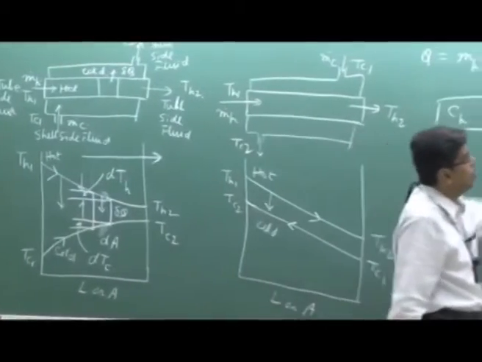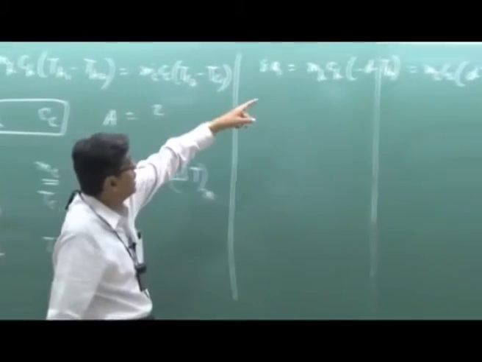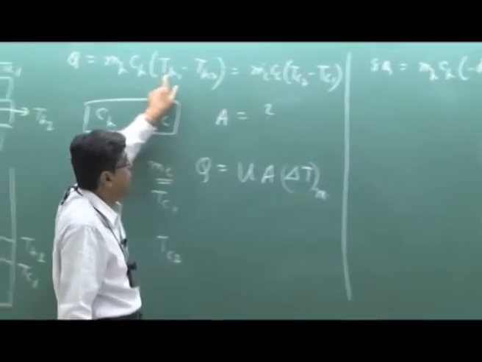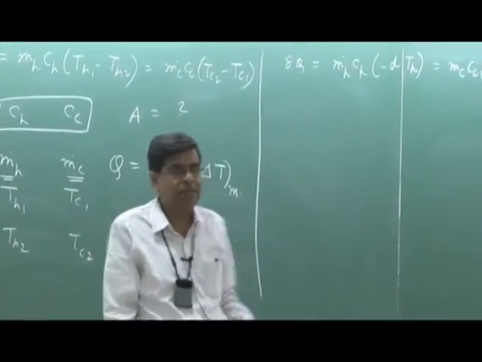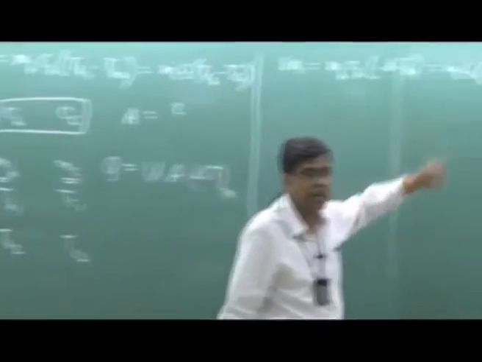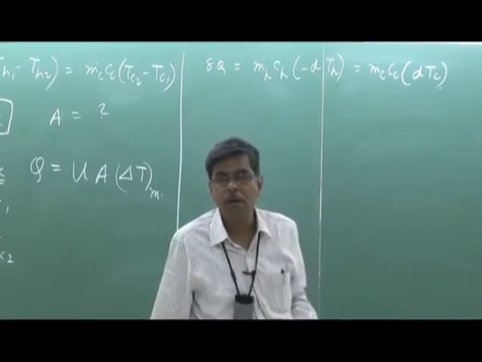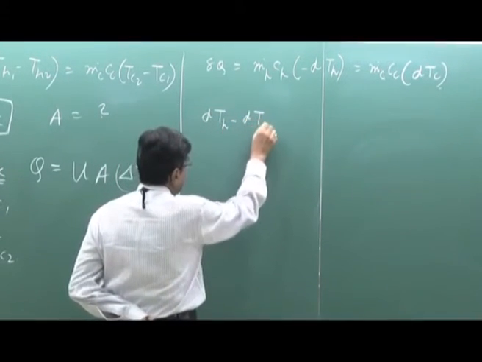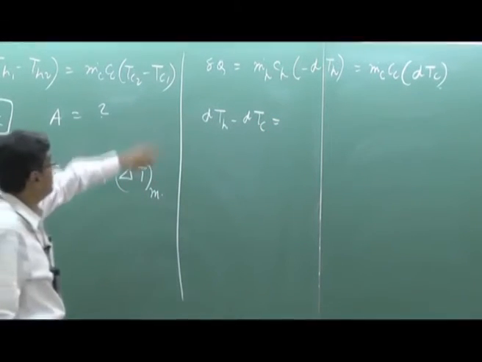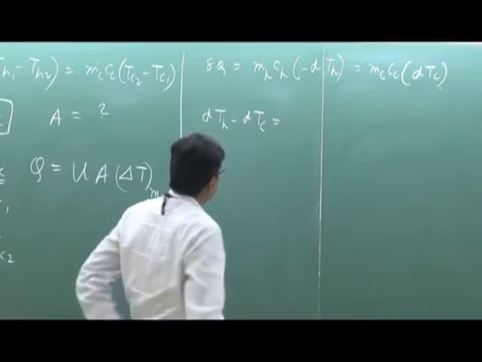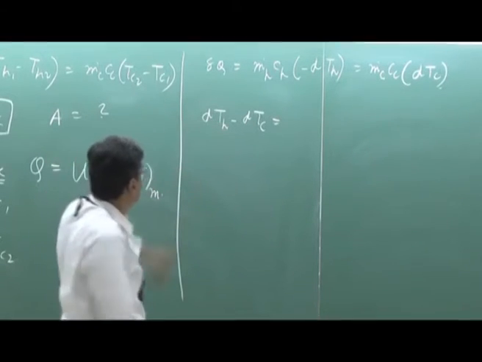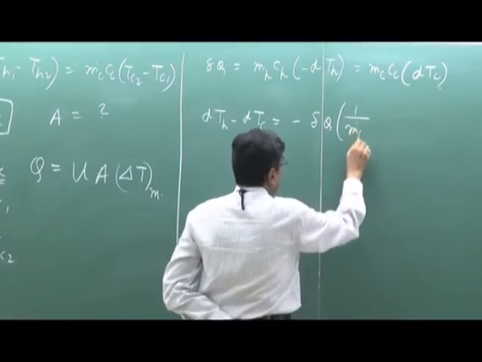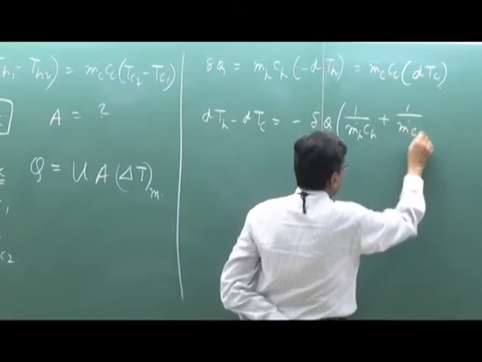It is interesting to see that if you integrate this equation, you get this one, because if you integrate minus dTH in the direction of flow, it will be TH2 minus TH1, and minus of that will give this, and dTc will be TC2 minus TC1. That means we are simply writing the differential form of this equation here. Now we make a very simple, primary school level algebraic manipulation: dTH minus dTc equals what? dTH is minus, dTc is also minus, that means minus del Q times (1 by m dot H CH plus 1 by m dot C CC).